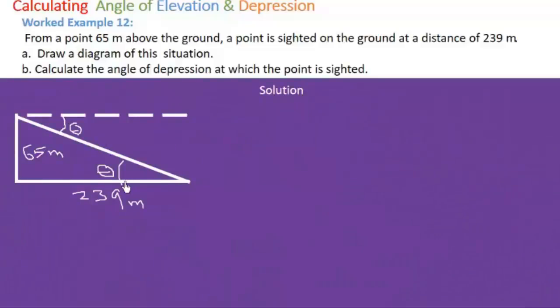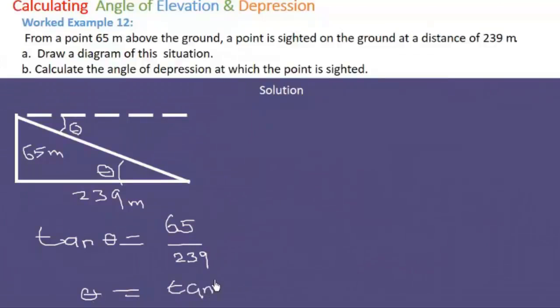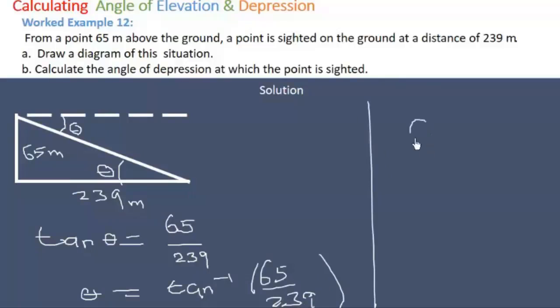So we are asked to calculate the angle of depression. So this involves tan. So we take the tangent of the angle theta. So tan theta should be equal to opposite, which is 65 over 239. So theta will be equal to the tan inverse of 65 over 239, and this is approximately 15 degrees, to the nearest degree.